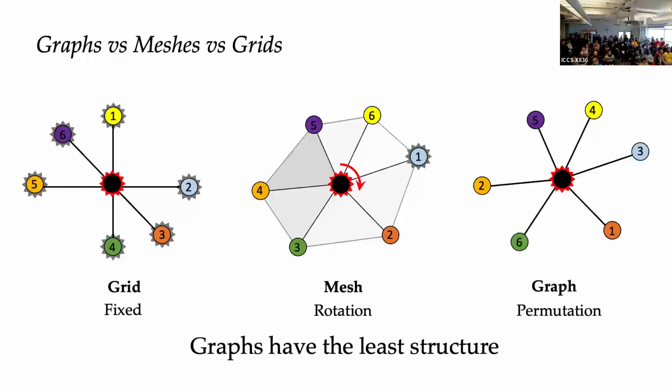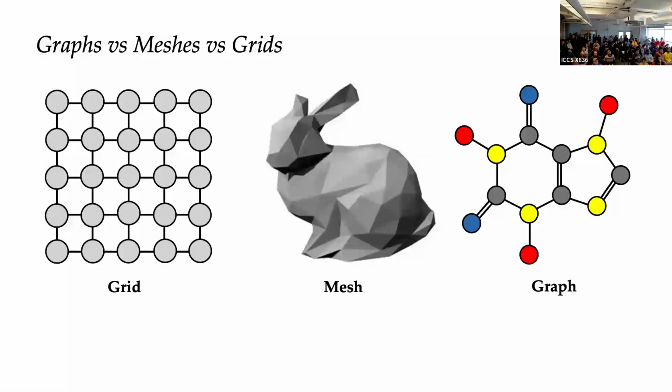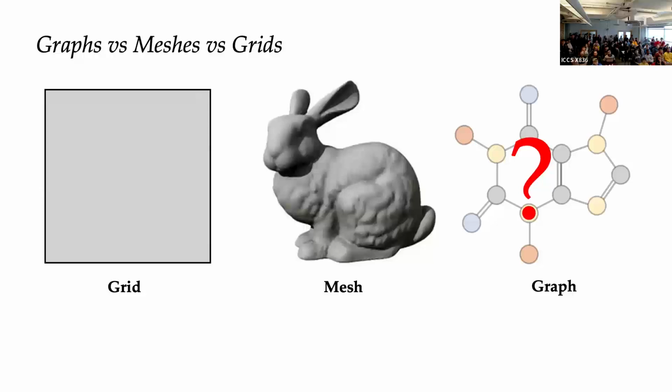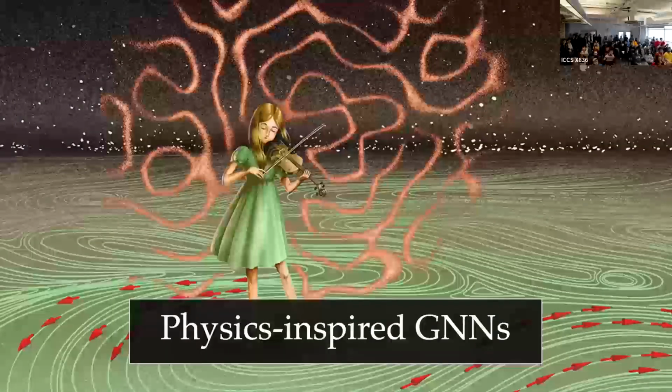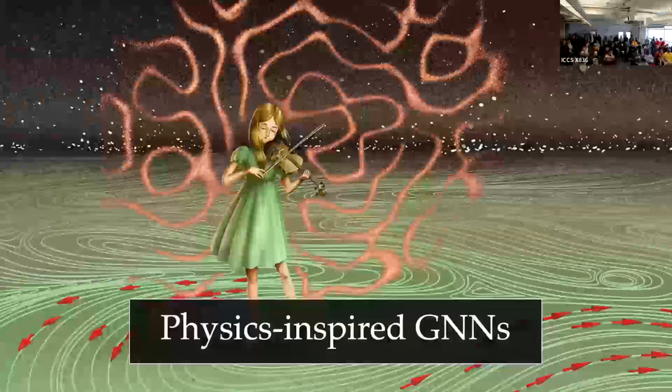Now, another thing that you'll notice is that I can think of meshes as discretization of continuous surfaces, or I can think of grids as discretization of the plane, maybe more general homogeneous spaces. We don't have this immediate analogy for graphs, even though there is an entire field of network geometry, but it would be cool to have continuous models for geometries. The graph and the layers will come as some discretization of some continuous object. And that's exactly what I would like to talk about today, which is physics-inspired graph dynamics.